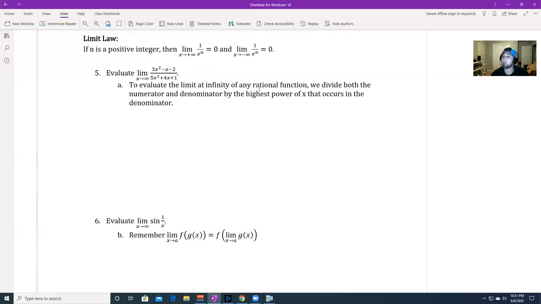One way to fix it is something called the power trick, and the power trick is so nice. To evaluate this algebraically, all you have to do is divide every single term by the highest power of x that's in the denominator. Right now, the highest power of x in the denominator happens to be x squared. So the way the power trick works is we divide every single term by x squared and use this limit law above to help us evaluate the limit at infinity. Let's see how that works. We're going to say the limit as x approaches infinity, and now we're dividing everything by x squared.